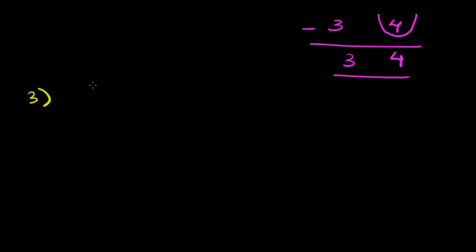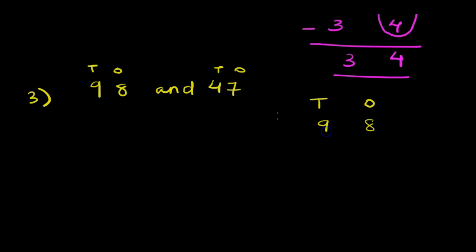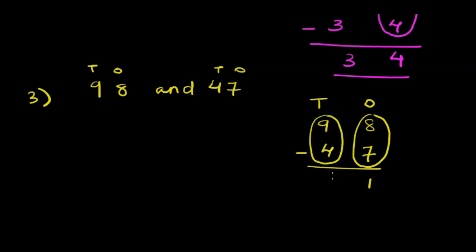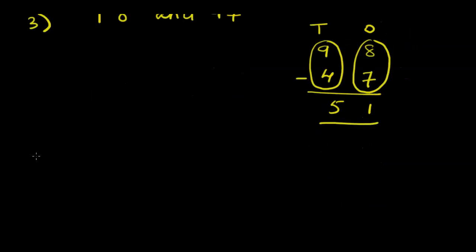If you're still unsure about it, let's do another example. Let's say we have to subtract 98 and 47. So this is ones place, tens place, ones place, tens place. All we have to do is just write them down vertically. So here goes 8, here goes 9, here goes 7, here goes 4, and we subtract it. So ones place we subtract, we do 8 minus 7 is 1. Tens place we subtract is 9 minus 4, we get a 5. And the answer is 51.